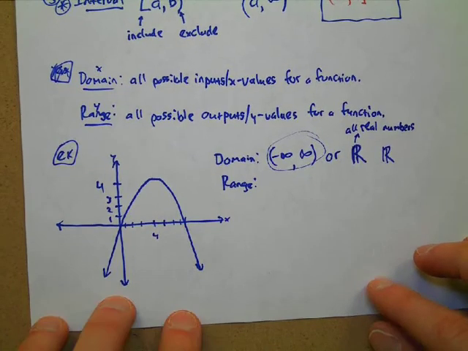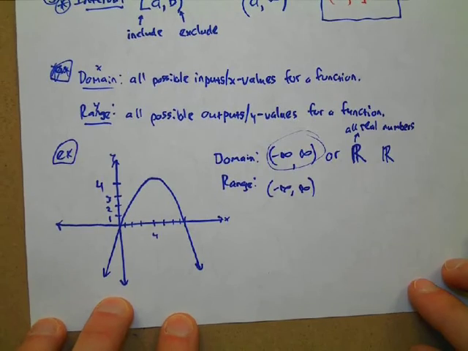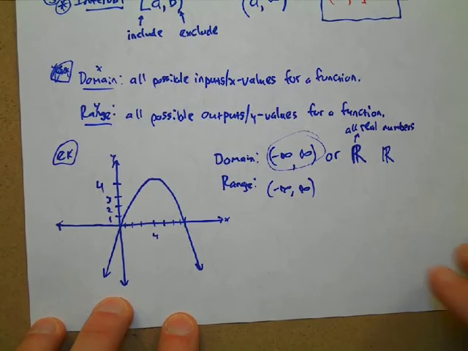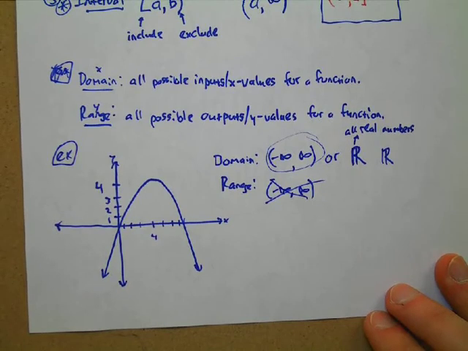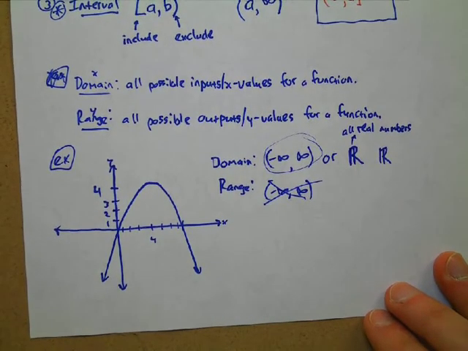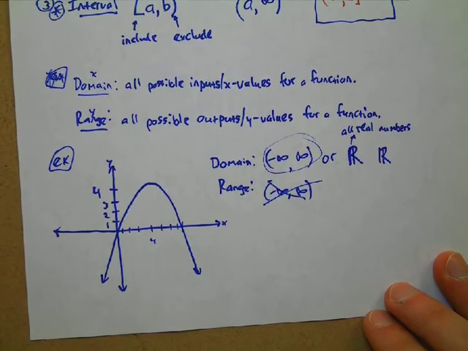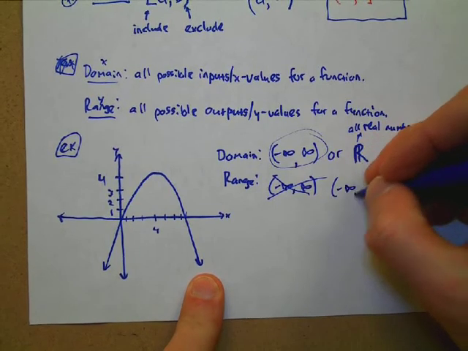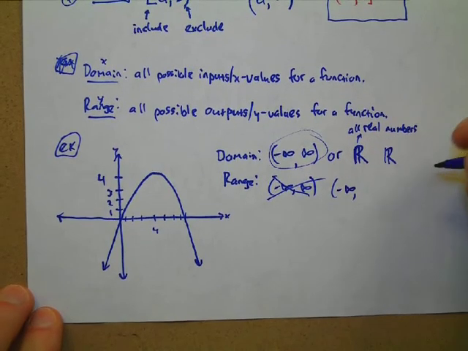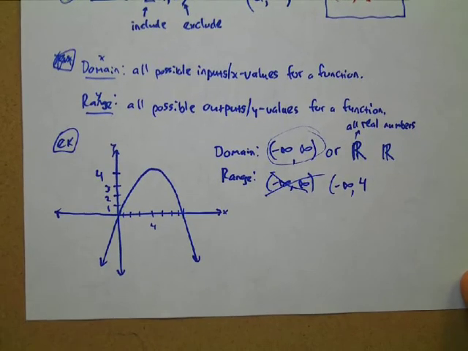So then the range is also negative infinity to infinity, right? No, it's not. Range describes the y values here. Y values go bottom to top. So what's the lowest y value we're going to get to? Negative infinity, because we're just going to keep going down and down and down. What's the highest y value we're going to get to? 4. Okay. Negative infinity, obviously, parenthesis.